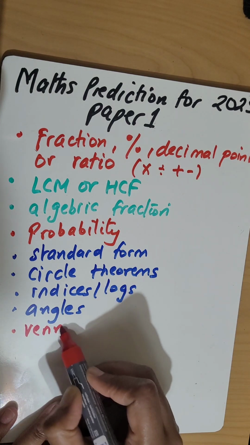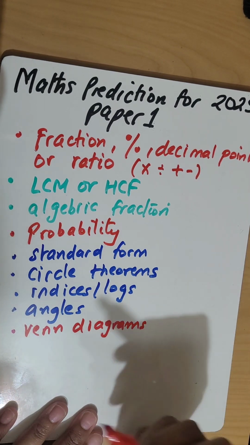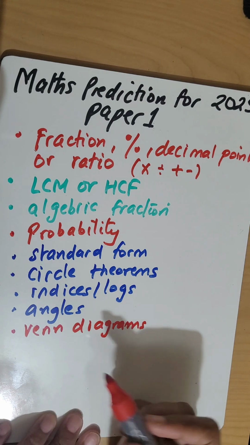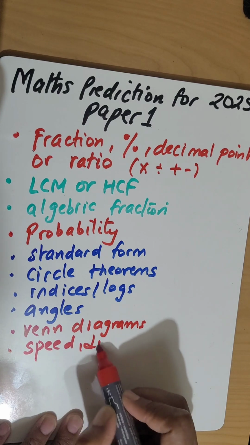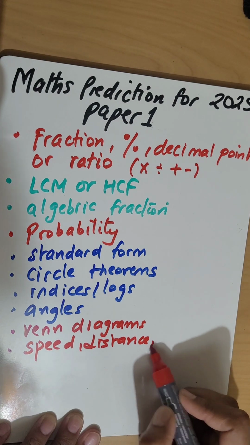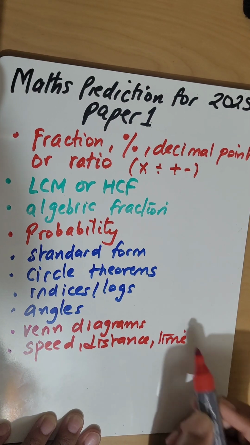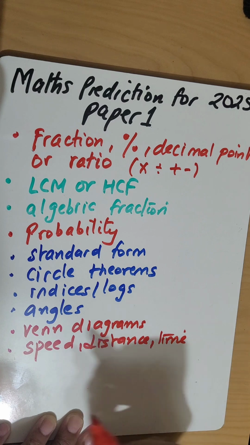Venn diagrams. So this is when you are looking at similarities or differences and what overlaps. You've got speed linked with distance and time, which is the same formula you have in your physics as well. So you can stick in your triangle like you would do in physics, which is speed is equal to distance followed by time.